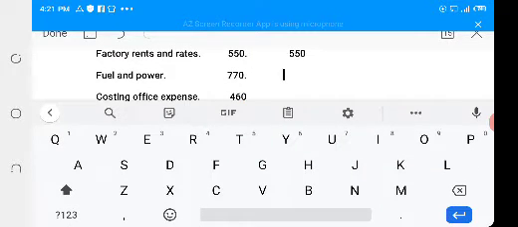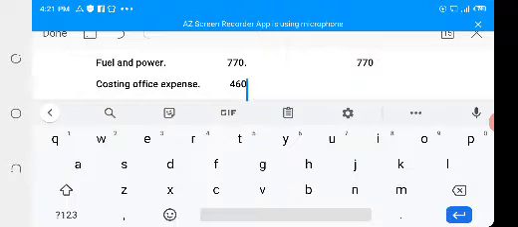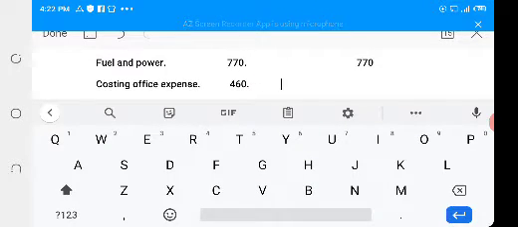Now, fuel and power. Fuel and power is not a fixed cost. It is your variable cost because we use them in the production. So if there is no production, there is no need for you to go and purchase fuel. And remember that the more units you produce, the longer it will take, and the more fuel and power you will need. So that means it varies directly with activity level. So we say it is a variable cost.